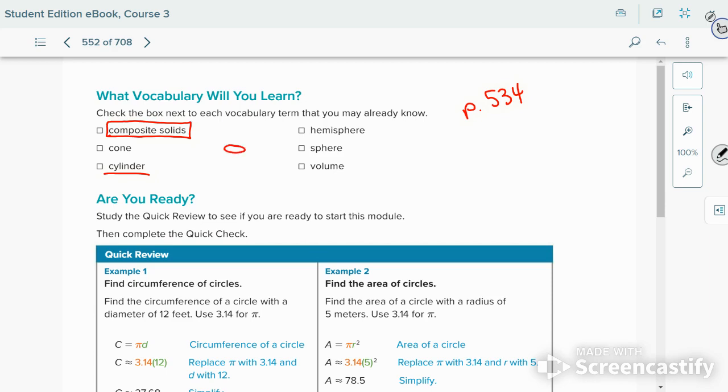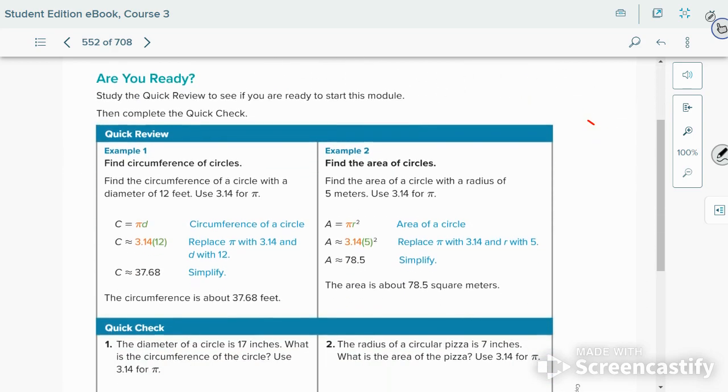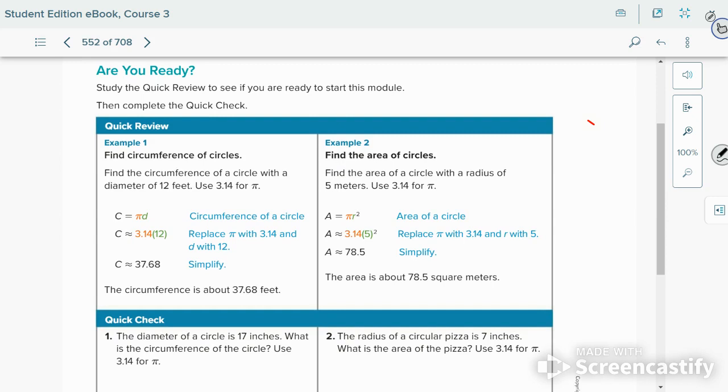So that would be like a cylinder with a cone on top of it. All right. Or some sort of shape that combines a bunch of different simple shapes. So we're going to do cylinders today. So let's get some of the prerequisite skills nailed down. All right. So you guys can read over example 1 and example 2.